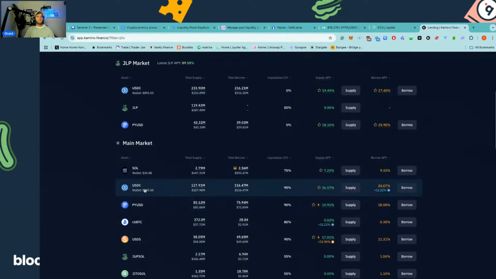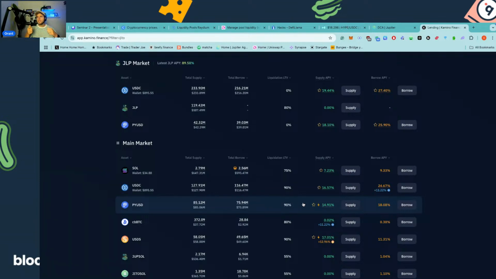For the Solana market, if you deposit, let's say, $10,000 worth of Solana, the maximum amount you can borrow against that is 7,500. So 10 in, 75%, 7,500 out. And that's just to give a bit of a buffer in case Solana decreases in price.